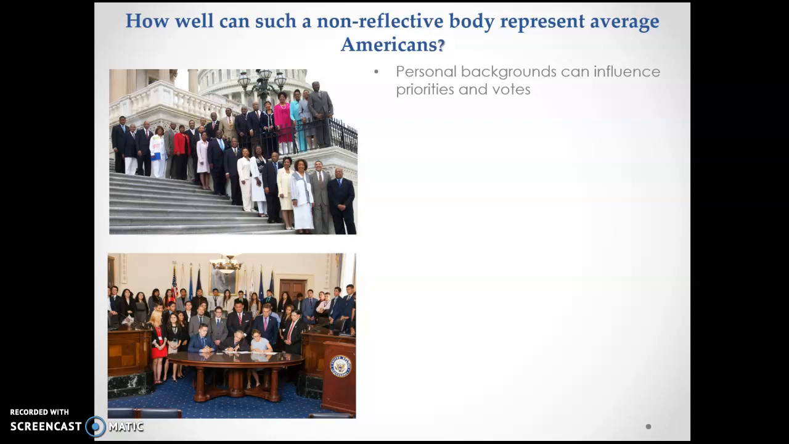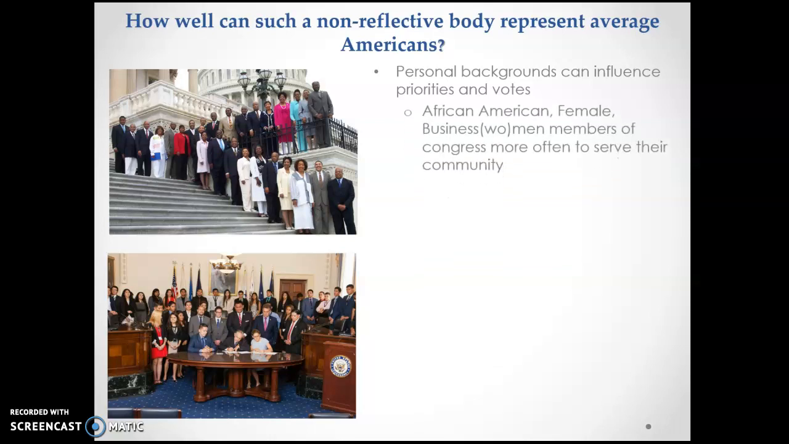Because we know from psychology or sociology that a person's personal background definitely influences their worldview, and their worldview influences their priorities and what they vote on. And so if you were to take the top left picture, this is the Congressional Black Caucus. This is basically the members of Congress who obviously identify as African American. This is kind of the group of them.